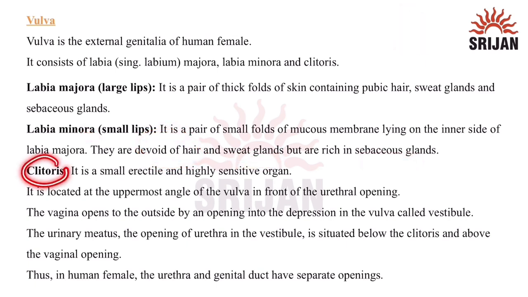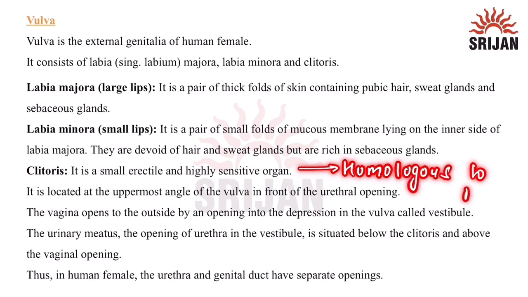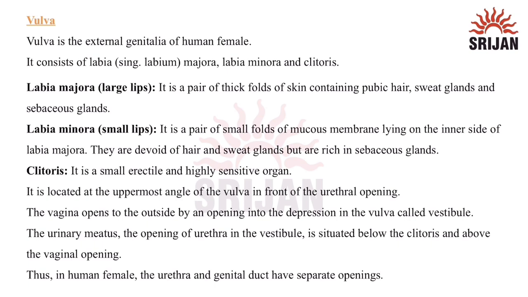The clitoris is a small erectile and highly sensitive organ. It is homologous to the penis. It is located in the uppermost angle of the vulva in front of the urethral opening. The vagina opens to the outside by an opening into a depression in the vulva called the vestibule.